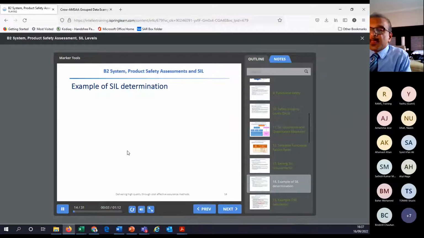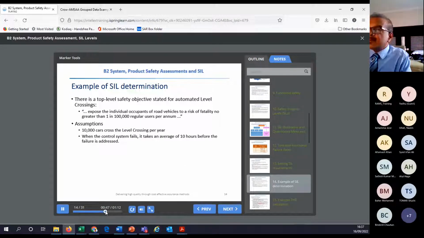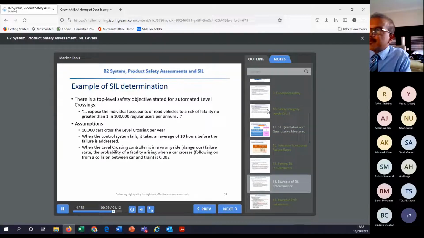Now let us take a look at how we can determine a safety integrity level requirement. In this example, we're going to consider a level crossing controller. There is a top-level safety objective stated for automated level crossings, to expose the individual occupants of road vehicles to a risk of fatality. Then what are the assumptions you can make? Once you cover this theory, this is the practical example where you will encounter this kind of situation when a car crosses. This would follow on from a collision between a car and a train.